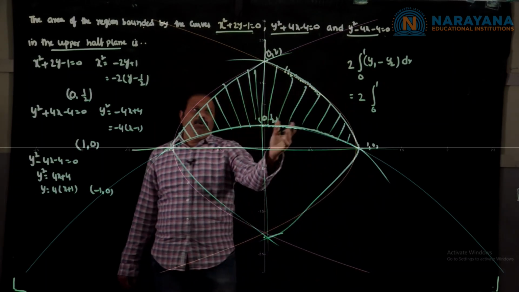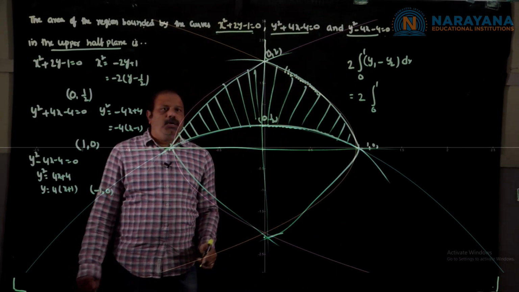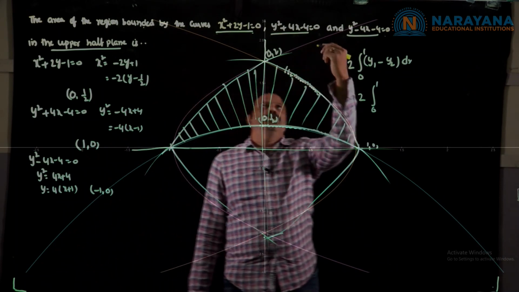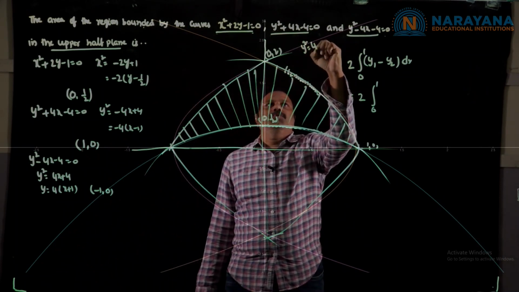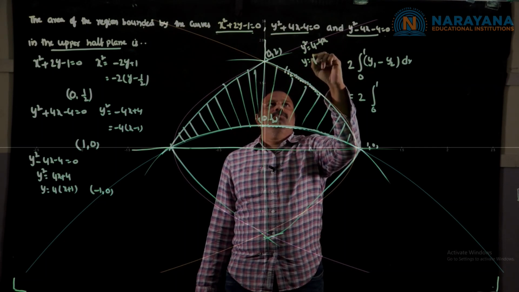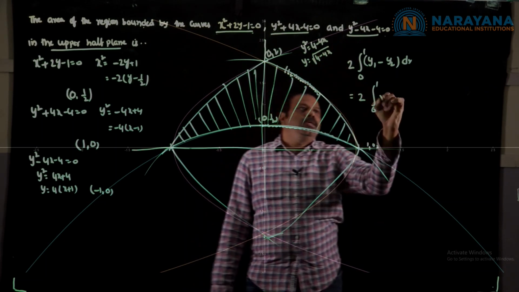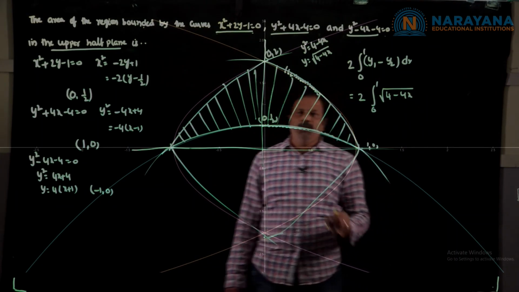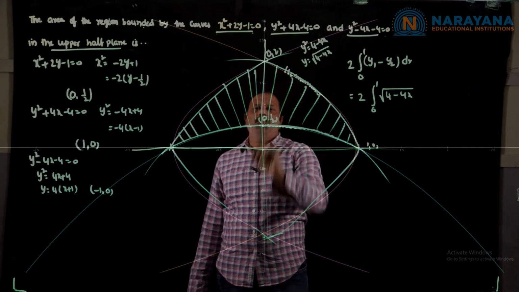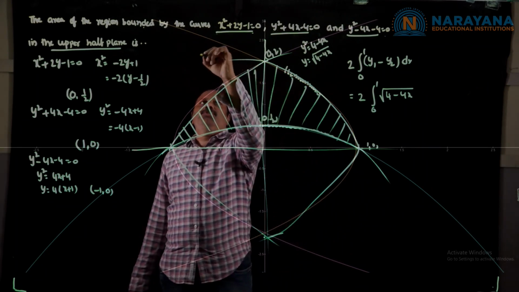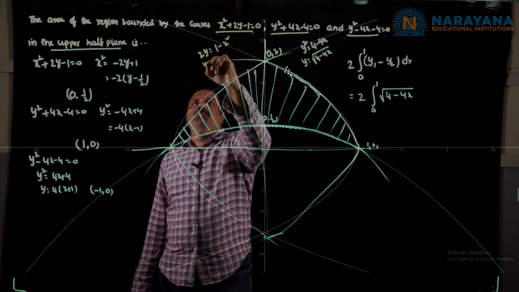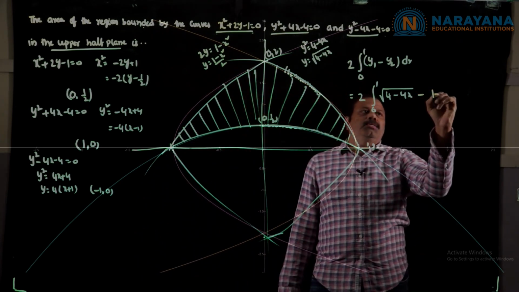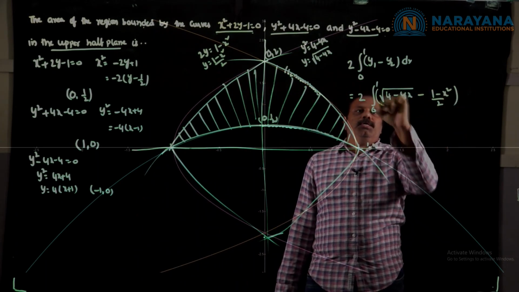y1 means the upper curve, the second curve. The second curve is y squared plus 4x minus 4 equals 0. From this, y squared is equal to 4 minus 4x, y is equal to root over 4 minus 4x. y2 means this curve. This is the first parabola whose vertex is at (0, 1/2). From this, 2y is equal to 1 minus x squared, y is equal to (1 minus x squared) by 2, minus (1 minus x squared) by 2, dx.